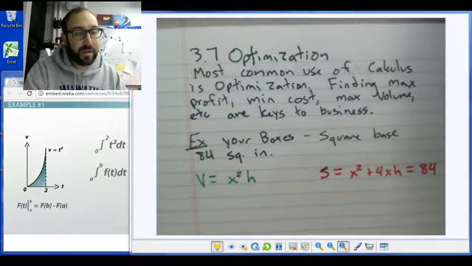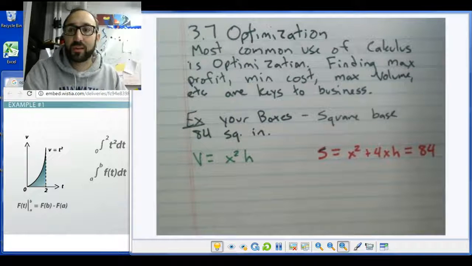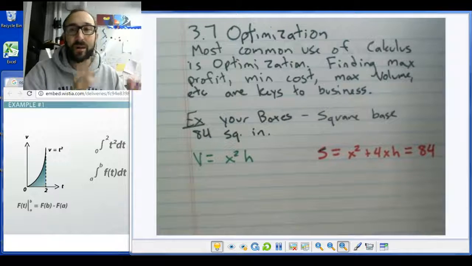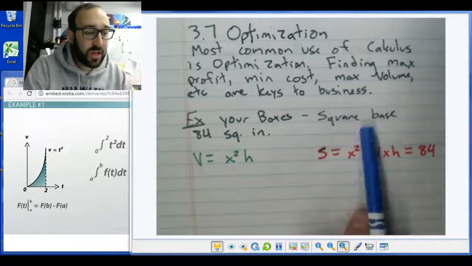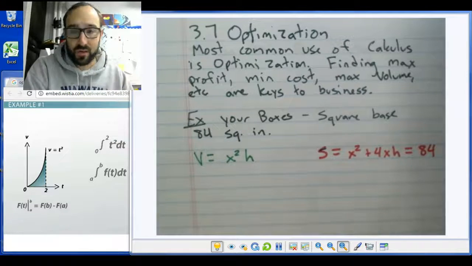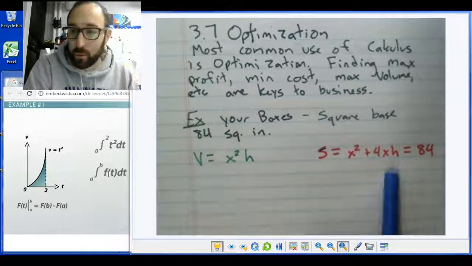So we're going to jump right into this example. For the boxes that you are trying to make, there is one exact size that we want to figure out that will maximize the volume. We know it's got a square base, and we know the surface area has got to be 84 square inches. So we're going to have two equations, one is volume and one is surface area.